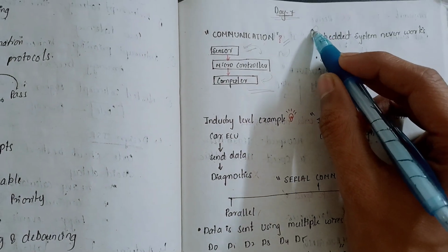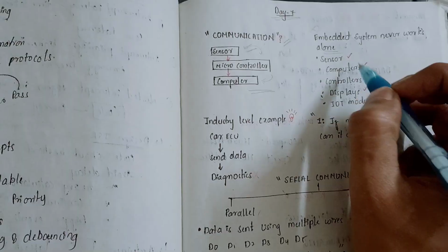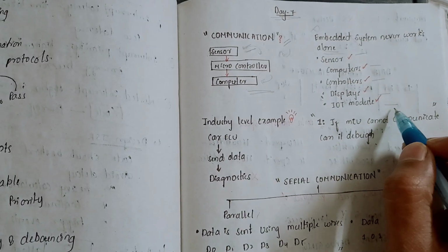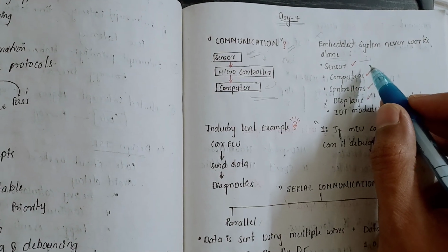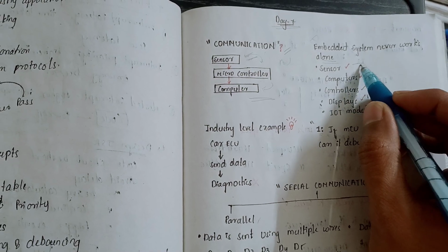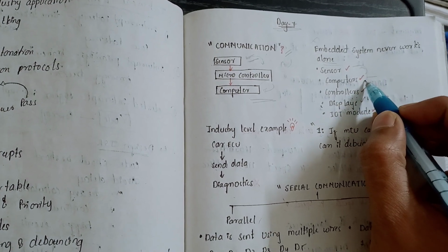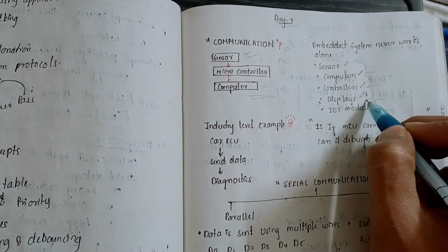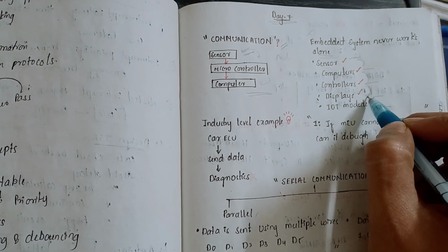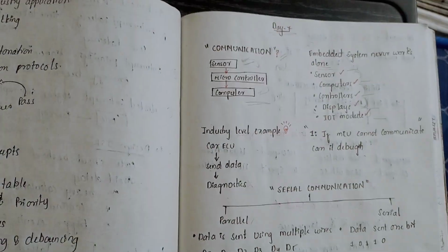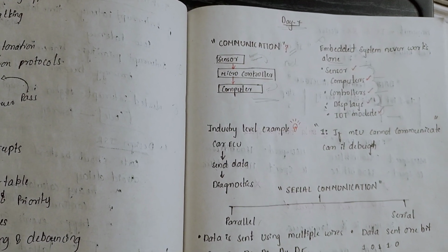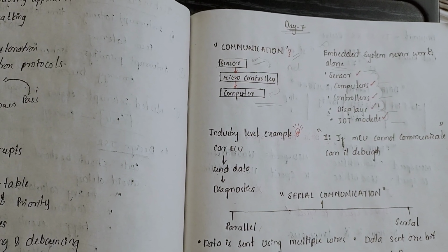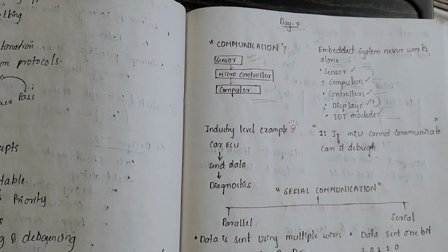The embedded system does not work alone. It is a combination of sensors, computers, controllers, displays, and IoT modules. Sensors capture the data and send it to the computer. The computer analyzes the data and sends it to the microcontroller. It displays the data being captured, and IoT modules help send the data to other modules for better interaction, which can be observed in home applications.